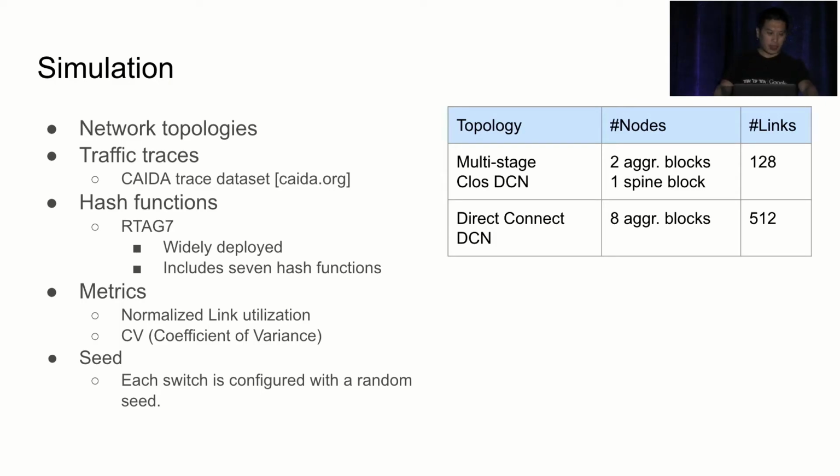To evaluate the effectiveness of our hashing design, we look at the link utilization across the switches. And we use coefficient of variation to quantify just how much imbalance there is. Also, we do use random seeds, so each switch is configured with a random seed.